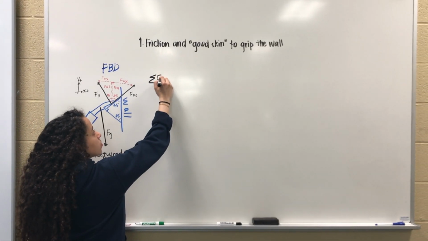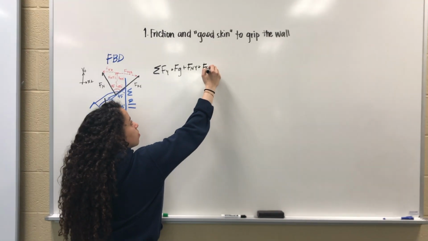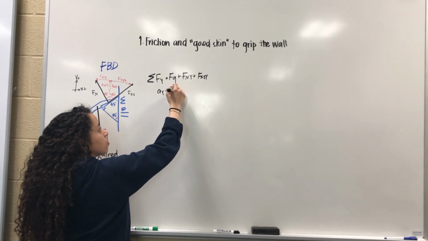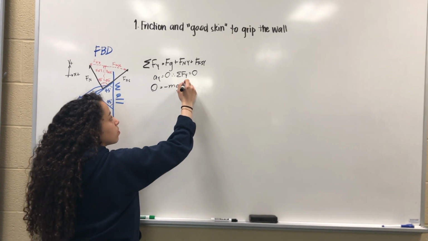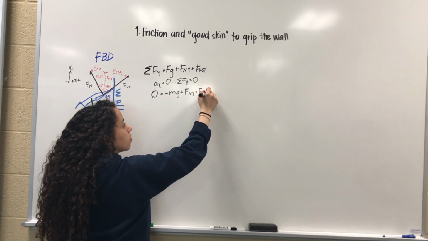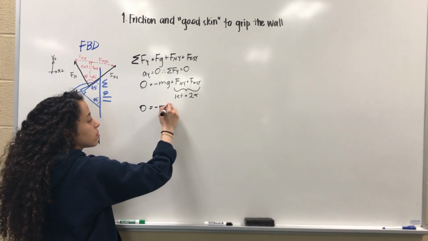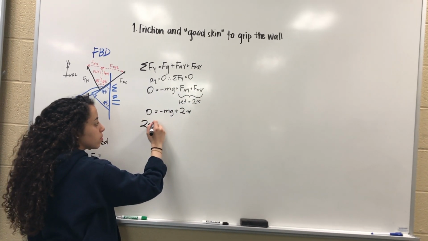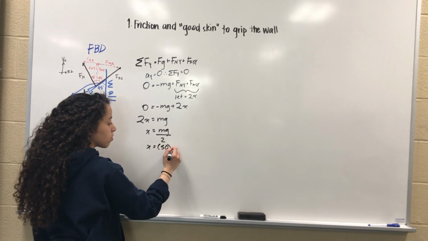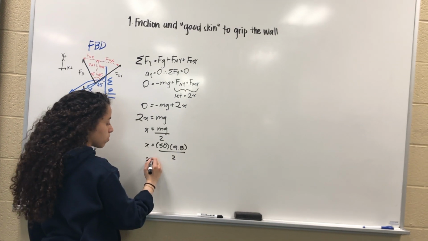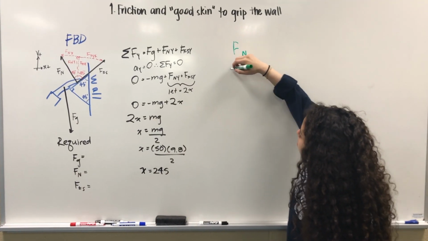Next, we need to find the sum of the forces in the y direction. Because this hand has a strong grip on the wall, we can assume that the acceleration is 0, allowing us to set this equation equal to 0. We can also assume that Fny and Ffsy are equal to each other because they both use the same angle. Now, rearranging this equation for x and plugging in the numbers that we know, we can come to a final answer of 245.